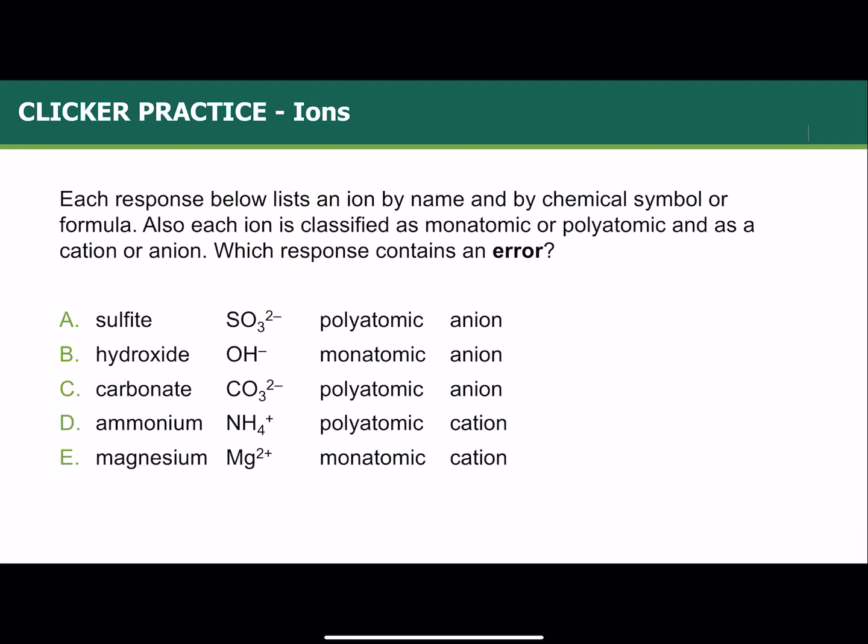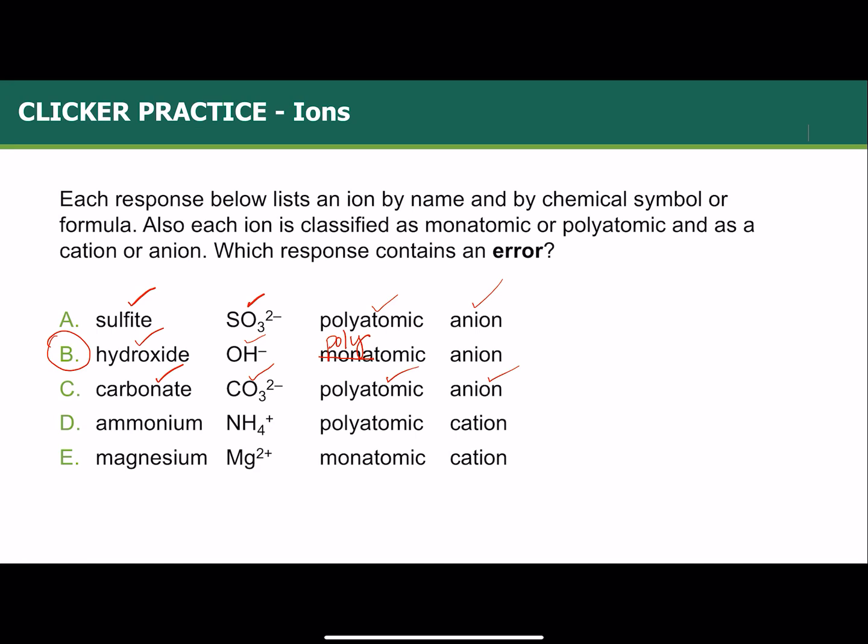All right, this one here, matching things. Sulfite, we just looked up, and that should be SO3 2-. It involves more than one atom, so it is polyatomic. It does have a negative charge, so it is in fact an anion. OH- is a hydroxide, but it involves more than one atom, even though it only involves 2. So it is polyatomic. I would assume this one is right, but you always want to double check. Carbonate is in fact CO3 2-. It is in fact polyatomic because it involves more than one atom. It has a negative charge, so it is an anion.